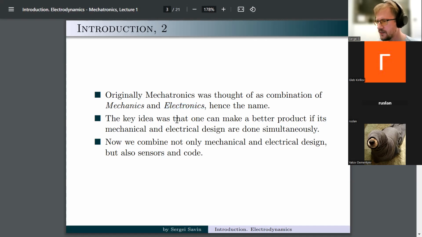That is the second half of the previous century. So quite a while ago. Now we don't do just mechanical and electrical design. We also add sensors and code and, of course, control theory and everything else. So the amount of stuff that we combine clearly increased. And you can argue that it was always on the table. But the word mechatronics is descriptive and good enough for the purposes. All right. So it is about design. That is what I want to stress.